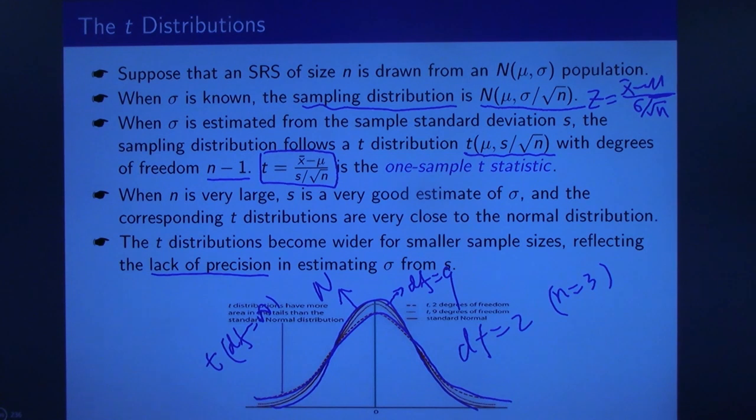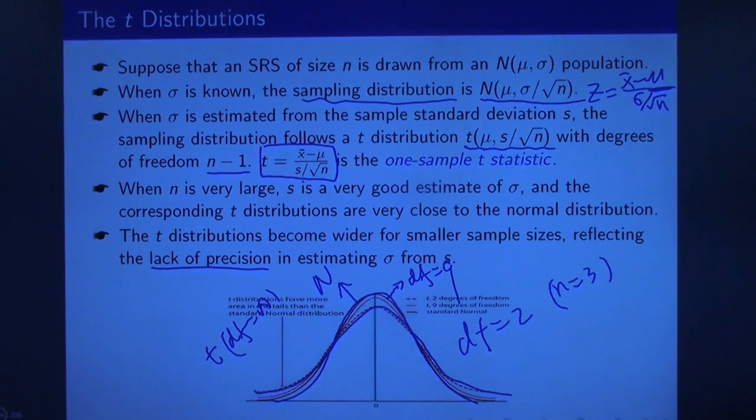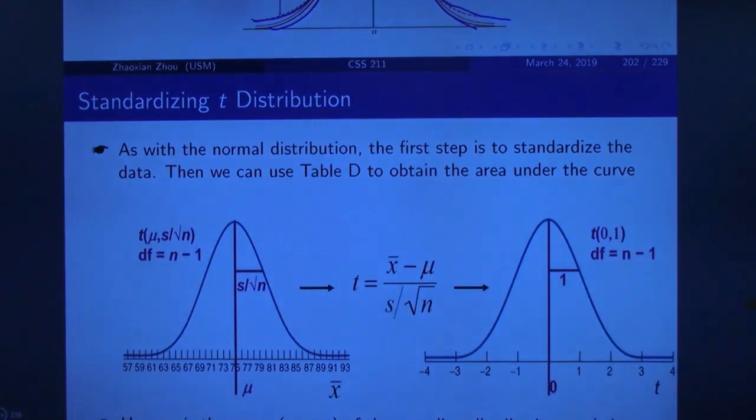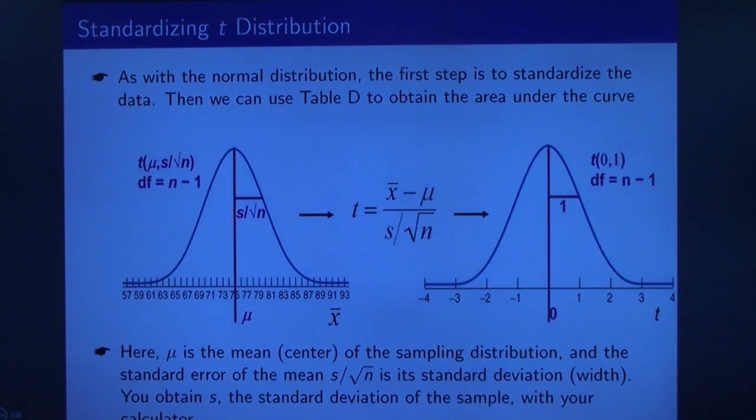This finishes the discussion of the difference between the normal distribution and the t distribution, or the z statistic and the t statistic. They are very similar. So now we are going to calculate some problems with the t distribution. As we know, the normal distribution and t distribution are very similar, so we follow almost the same procedures.